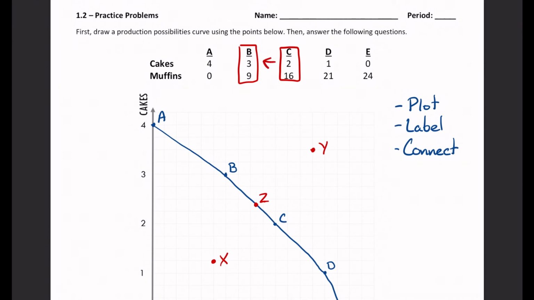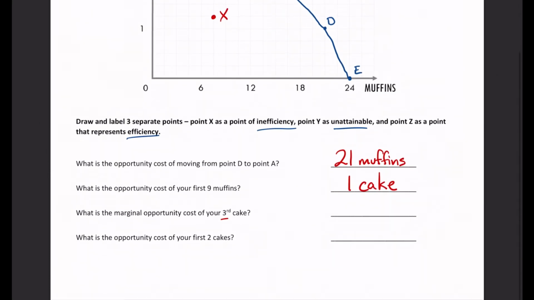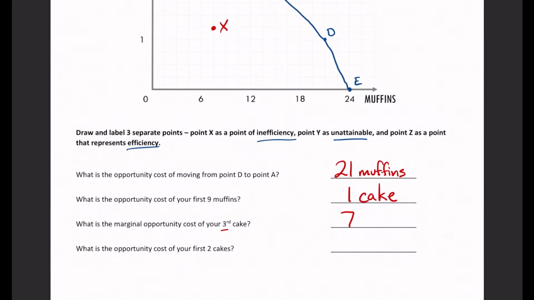So we go from 2 up to 3, so we're gaining cakes, and our opportunity cost is what we lose. It's what we give up. It's what we could have had instead. And so by going from 2 to 3, our muffin production is going from 16 down to 9. And 16 minus 9 is 7 muffins, right? Perfect.